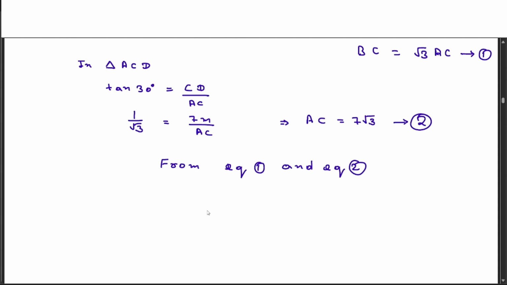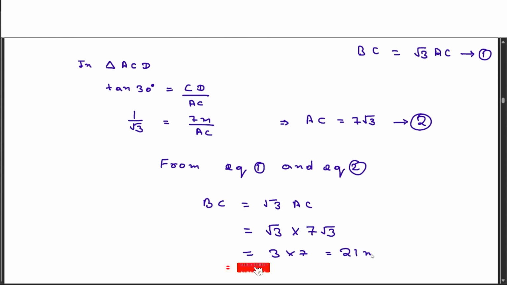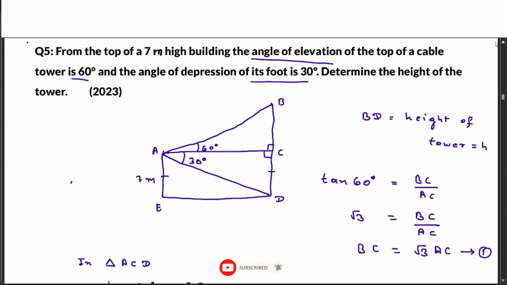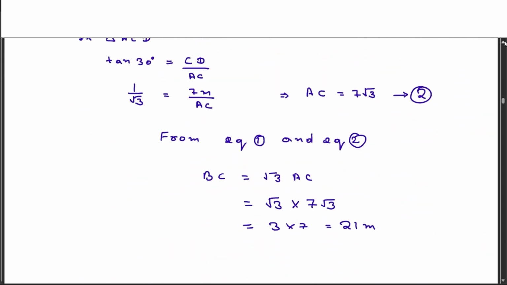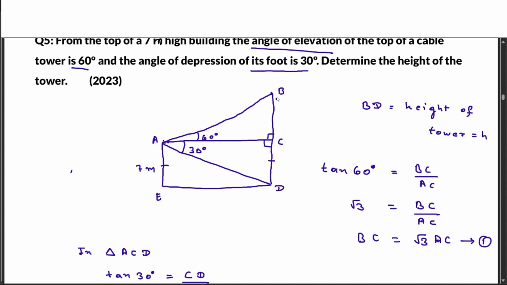So we can say here BC is equal to √3 AC. Now we got AC value, how much? 7 √3. So we can substitute √3 times 7 √3, which means you will get 3 times 7, which means you will get how much? 21 meter. Now the question is asking, we have got it here, BC. BC is 21 meter. So BC is basically this height, that is 21 meter.